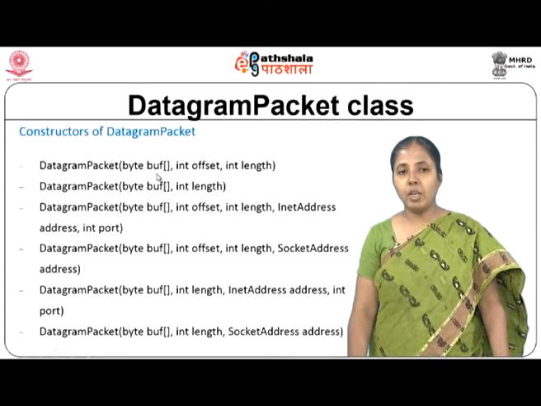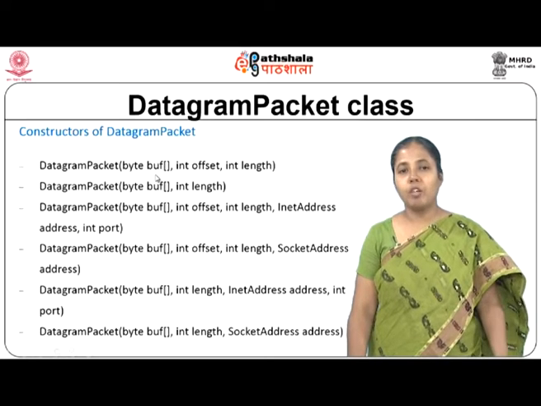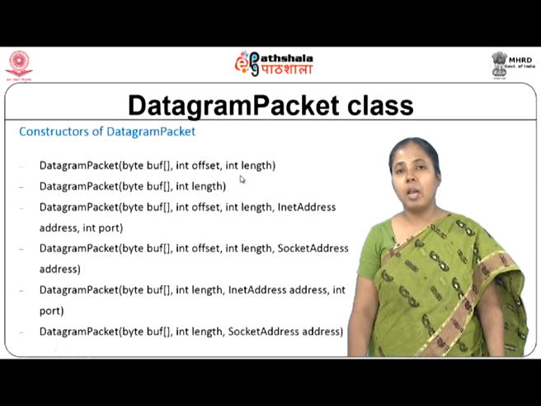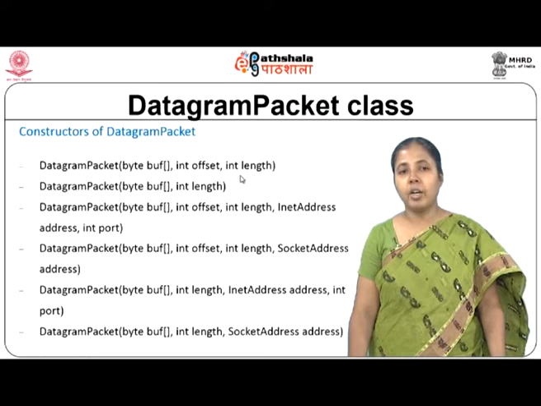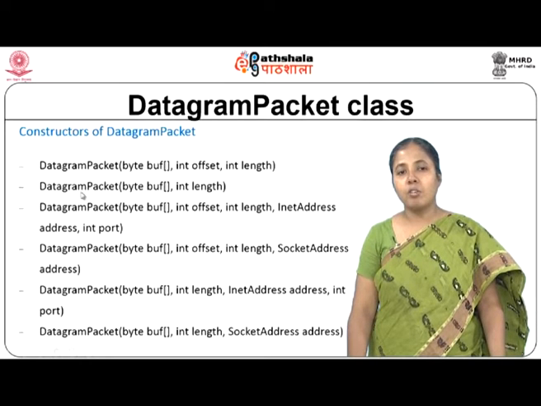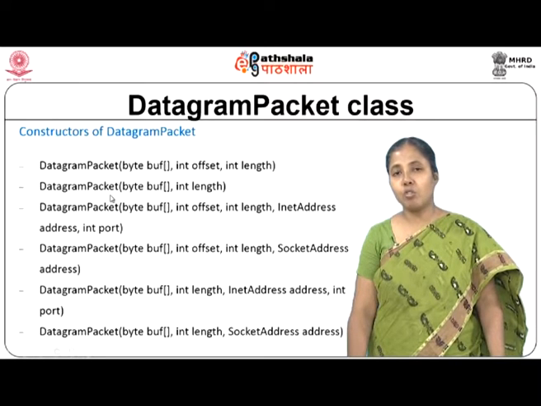So, you have a byte array within which you want to put your information, and the offset, the position from where you send or receive your data, can be given. The length is the number of bytes you want to read from or receive in a datagram packet. The second constructor says that you put a byte array within this datagram packet and you also specify the number of bytes.